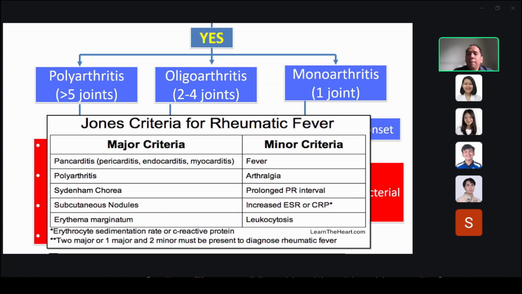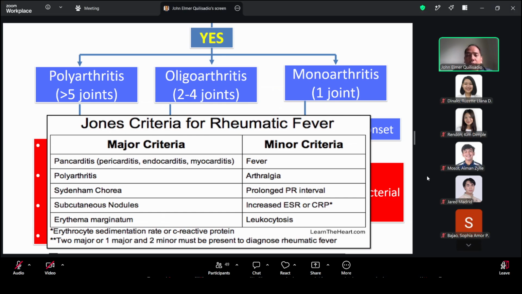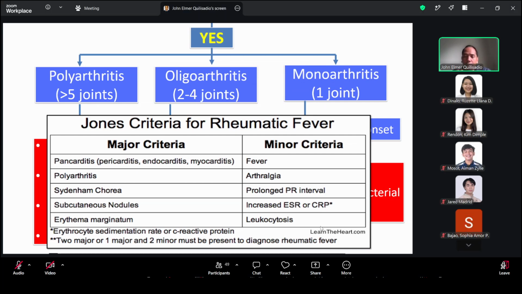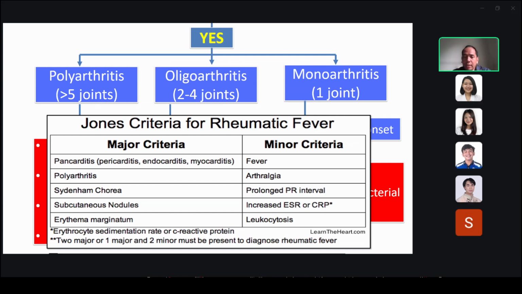Then one of the criteria for patients with Jones criteria for rheumatic fever, patients complaining of joint pains, who have other symptoms like cardiac involvement, no? So this is medyo severe, which is not what we are entertaining for this patient. So we have the Jones criteria for rheumatic fever: at least two major or one major criteria and two minor must be present for us to diagnose rheumatic fever. So what are the major criteria? We have carditis, polyarthritis, Sydenham chorea, subcutaneous nodules, and erythema marginatum.